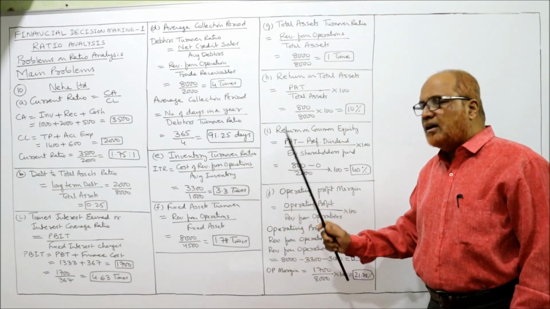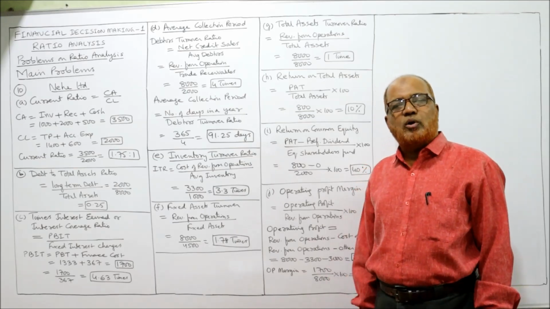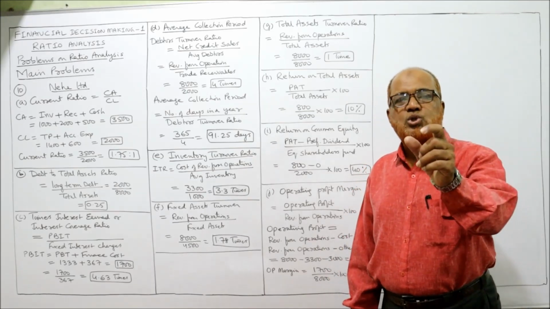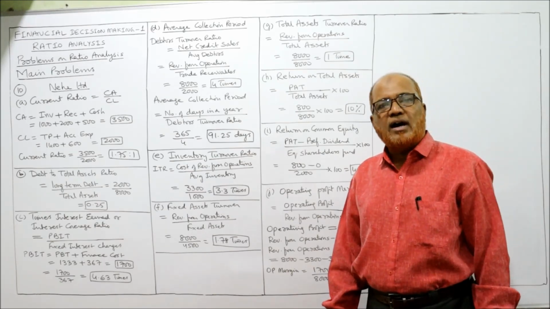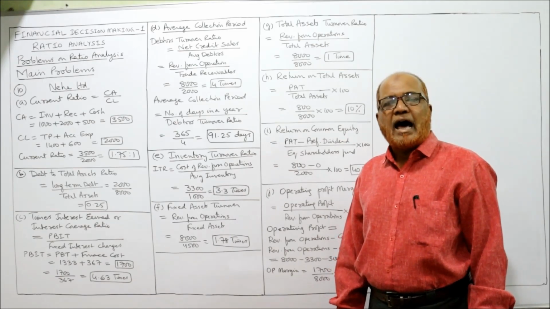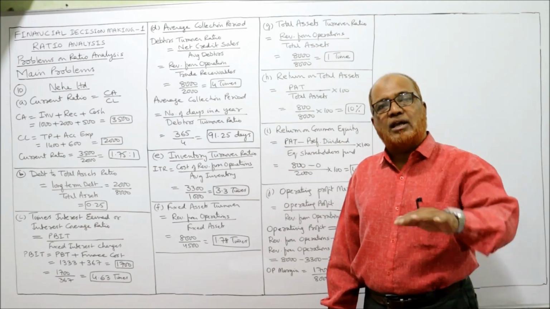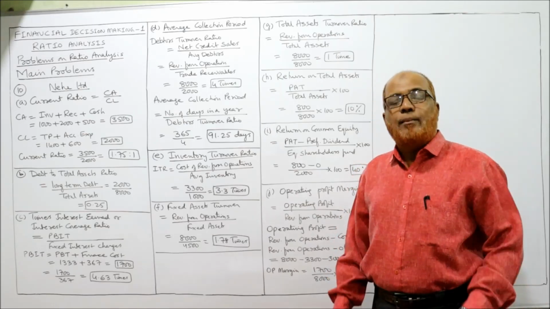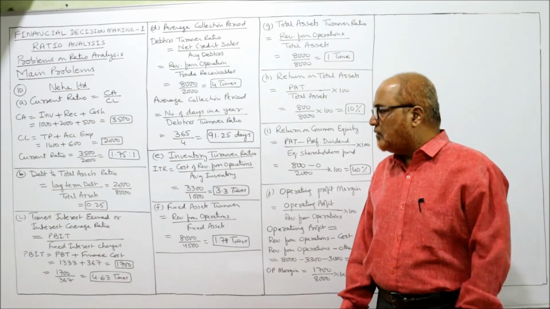Next is inventory turnover ratio. Stock turnover ratio and inventory turnover ratio mean the same. The formula is cost of goods sold or cost of revenue from operations divided by average inventory. But we can take average inventory only when opening inventory and closing inventory are both given. In our problem, opening inventory is not given, so we take the closing inventory.